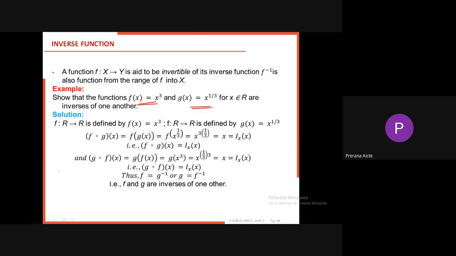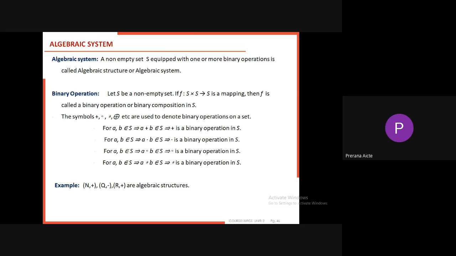For example, given f of x equals 2x plus 3, if I want to find f inverse of x, we consider y equal to 2x plus 3. Then 2x equals y minus 3, so x equals (y minus 3) by 2. And f inverse of x is given by (x minus 3) by 2. We replace y with x and write it like this. Like this we can find the inverse function for the given one.